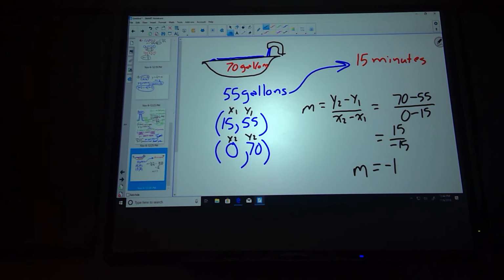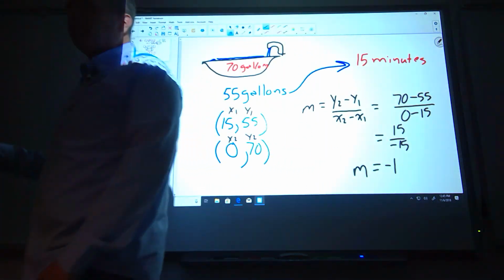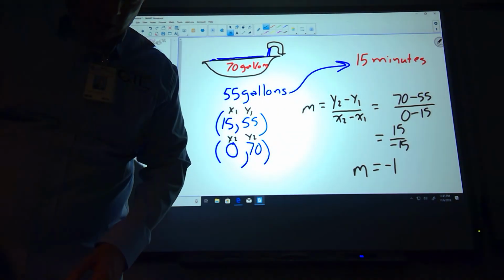What does the slope mean in the context of this problem? I got a negative 1 slope. What does that mean? Negative 1 gallon per minute. Yeah! 1 gallon has leaked out down the drain. Maybe you forgot to put the plug in, I don't know. But you're losing 1 gallon of water for every 1 minute you're gone. So this is a real life depiction of this event. You might see this type of stuff on the quiz for tomorrow.